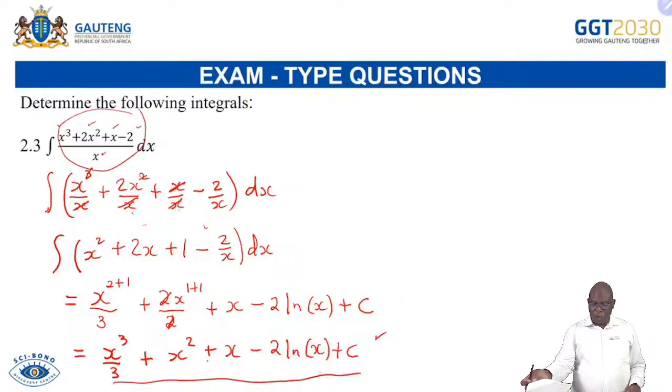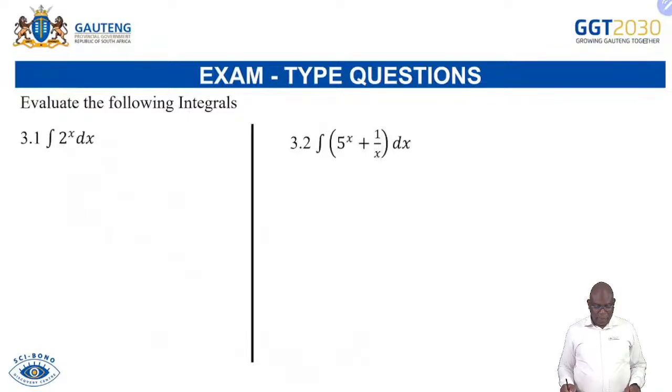Now let's get to these nice ones. I love these two because it's quite easy to do these ones. Very, very easy. Let's check. It's 2 to the power of x. What do I know? The x is an exponent. No problem. What must I have?